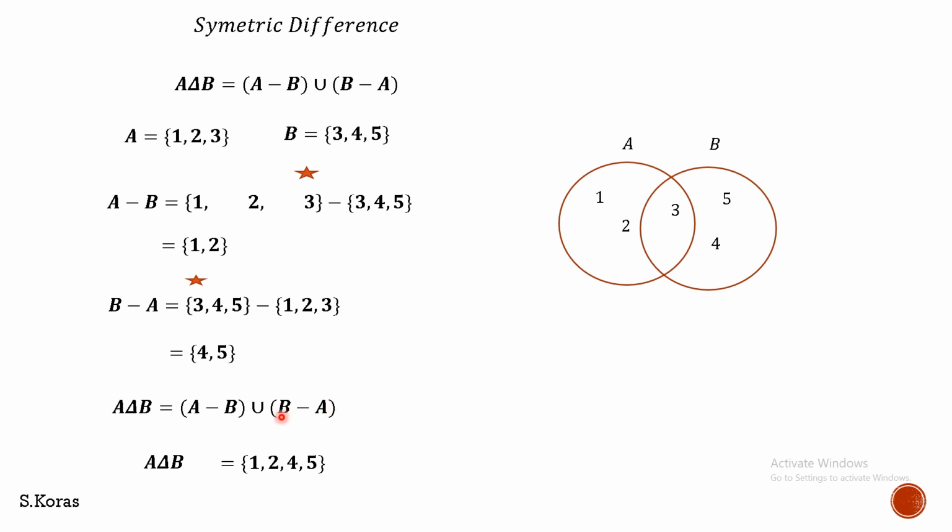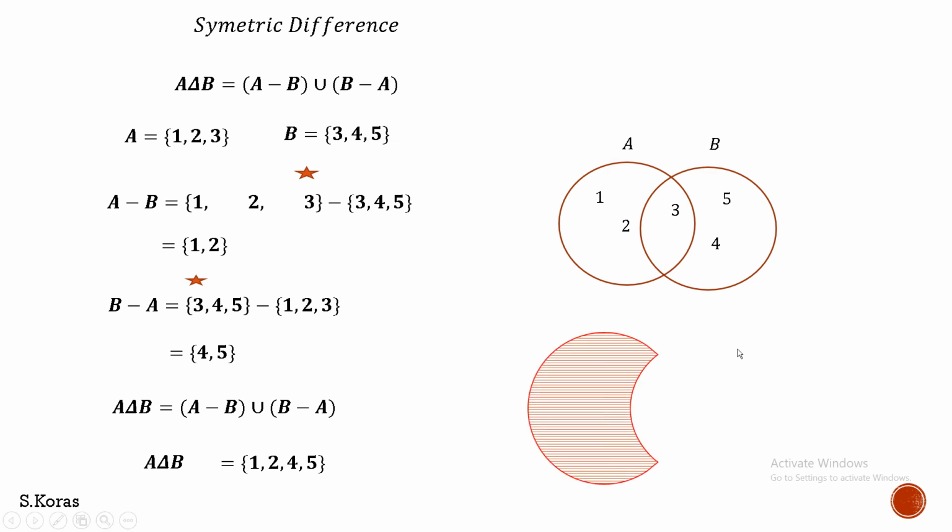And after that, we have to find B difference A. B difference A is this part. That is, we have to find the elements which belong to B and should not be present in A. So this is B, and the elements which do not belong to A are only this 5 and 4. So our A difference B is this part and our B difference A is this part. So combining these two, we get A delta B.